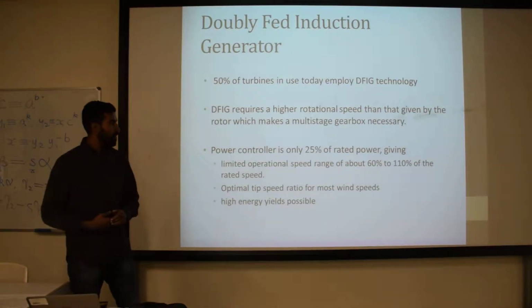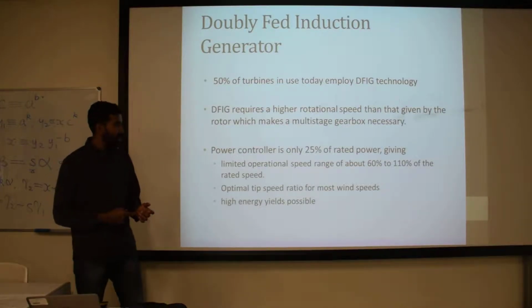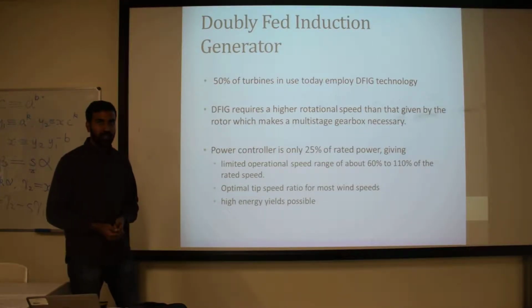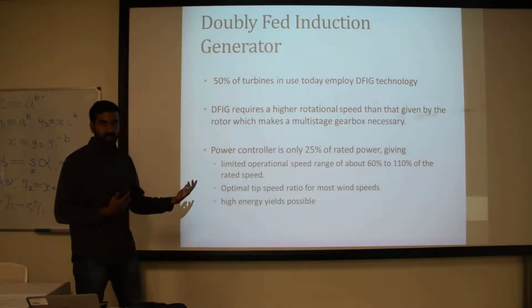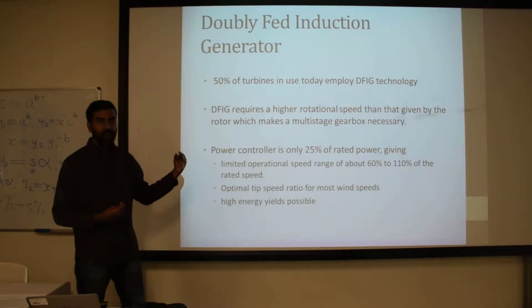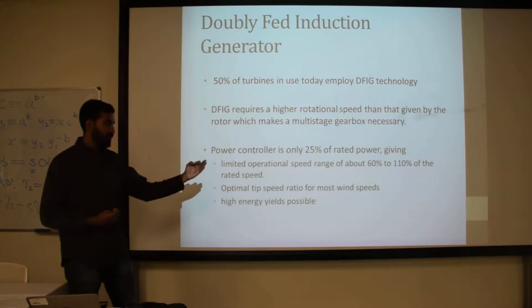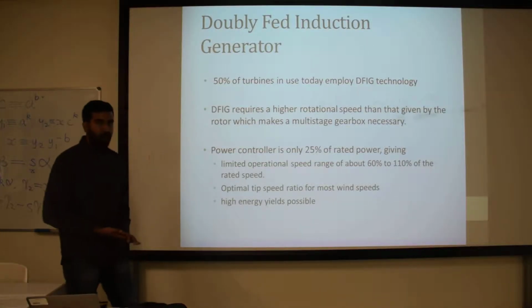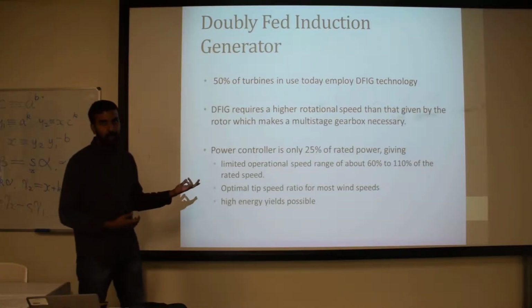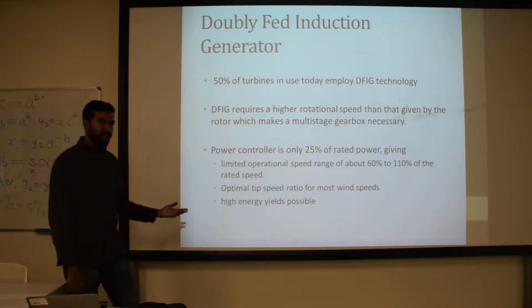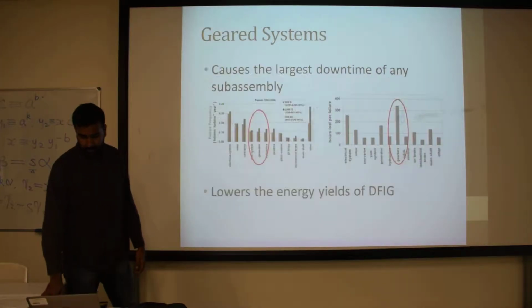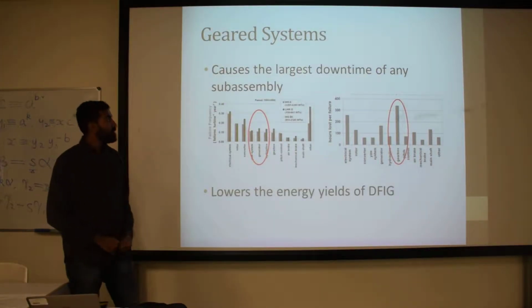They also employ a power control converter, which is about 25% of their rated power, and this gives them a range of around 60 to 100%. That's the operational range. That means they can operate at around 60 to 100% of the rated wind speeds. This range allows them to have an optimal tip speed for most wind speeds, and that means high energy yields are possible. But this is a geared system.